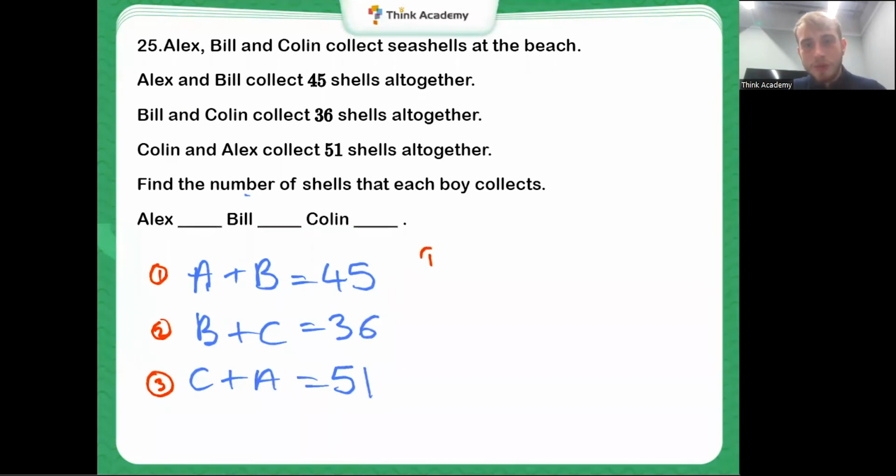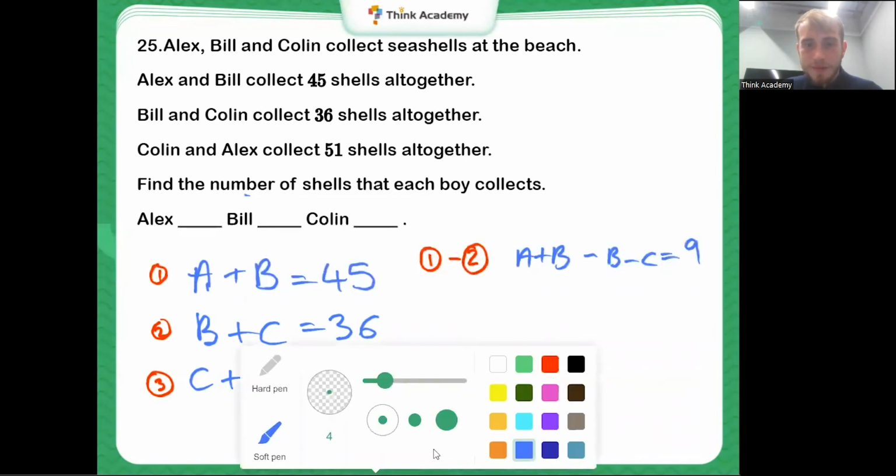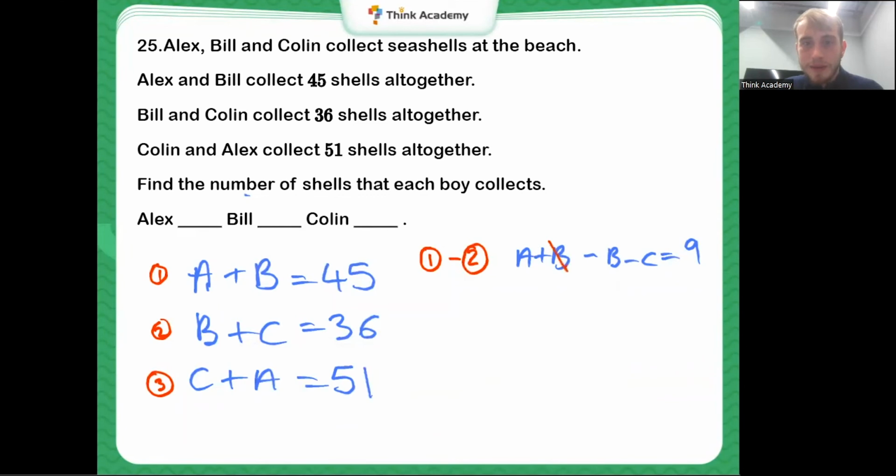But if we were to take equation 1 and subtract equation 2, so starting with our left side, I've got A plus B, and then I've got taking away everything in equation 2. So I'm taking away B plus C. So I'm taking away B and I'm taking away C because I know that combined they make 36. So that's going to be equal to 45 minus 36. I'm just going to write 9 there because I've not got space, equals 9. And why have I done that? I've done that because now those B's are going to disappear.